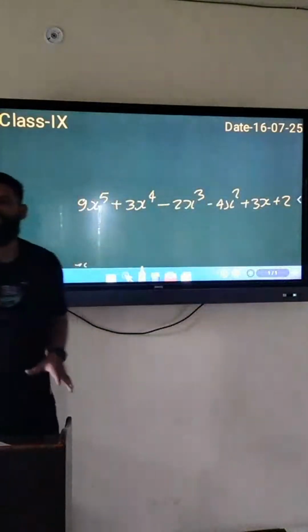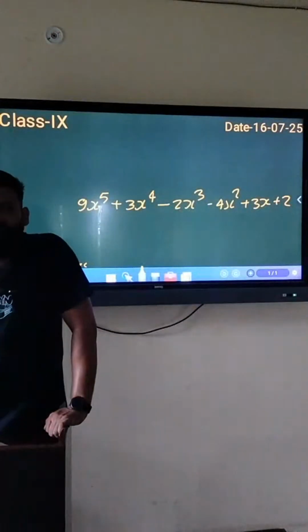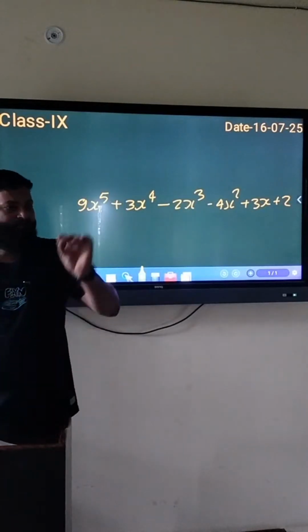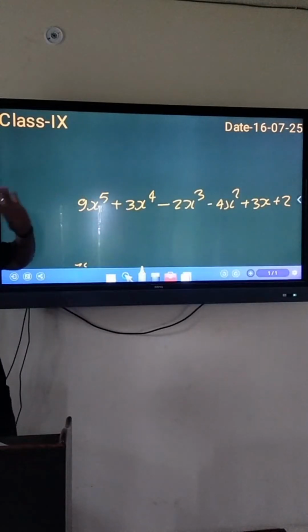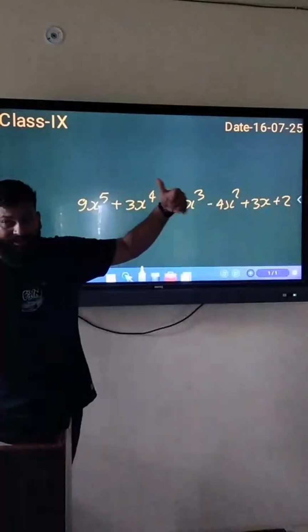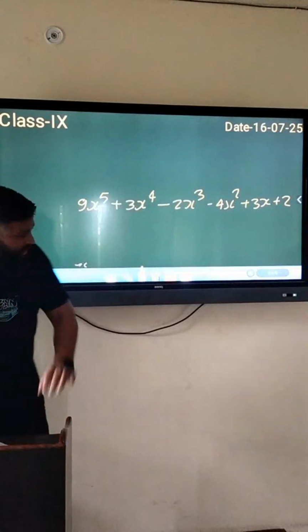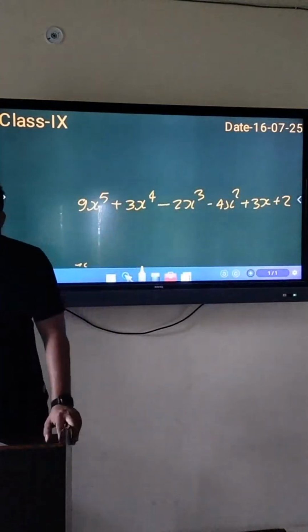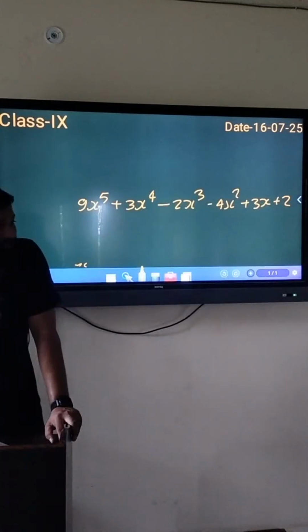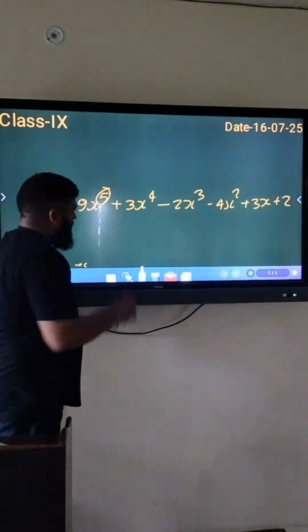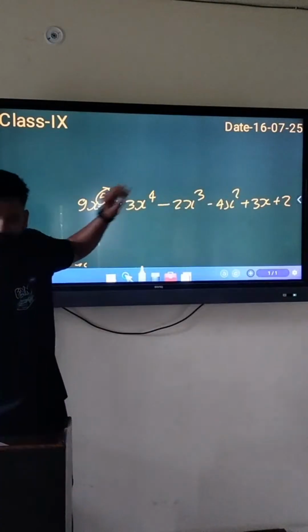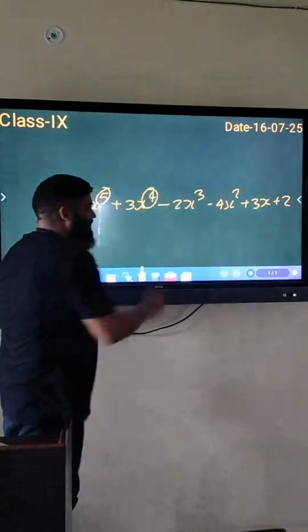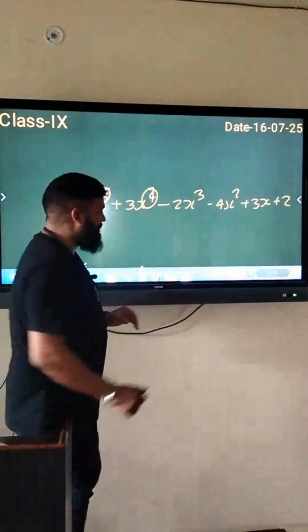Now, for example, we are taking that. If we have to tell how many terms are there, first, very important, you have to observe the given algebraic expression. Is there any like terms? Now, x power 5. There is no other x power 5. Okay, x power 4: observe, a single x power 4 is there.